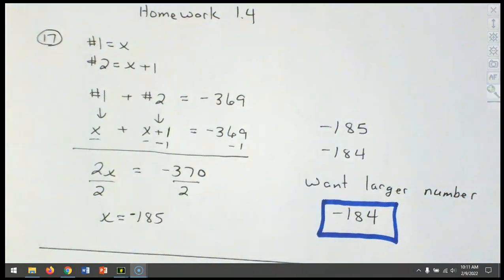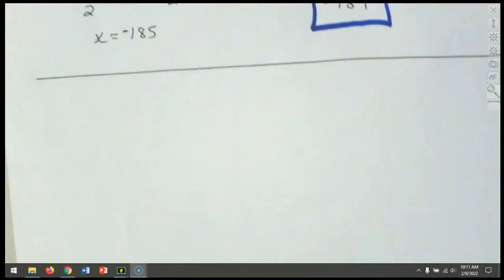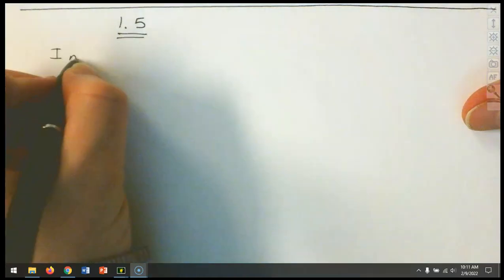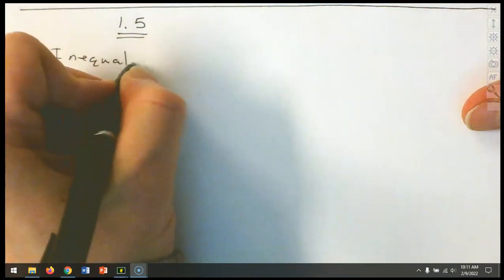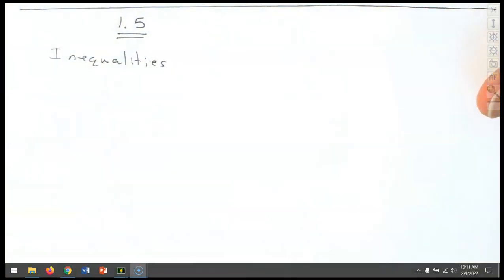Next, we're going to look at 1.5. And 1.5 you've seen before, and it's a much, much easier section. It won't take long at all for us to go through 1.5. We might even get through 1.6 today as well, because there's not much to either one of these. 1.5 is inequalities. And we're going to be graphing these on a number line.